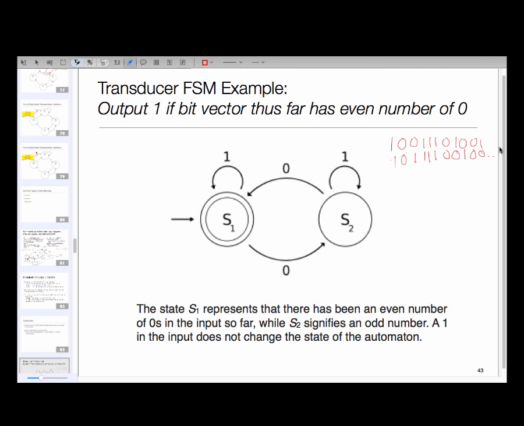Questions on this example? Anyone? Not clear to anyone?